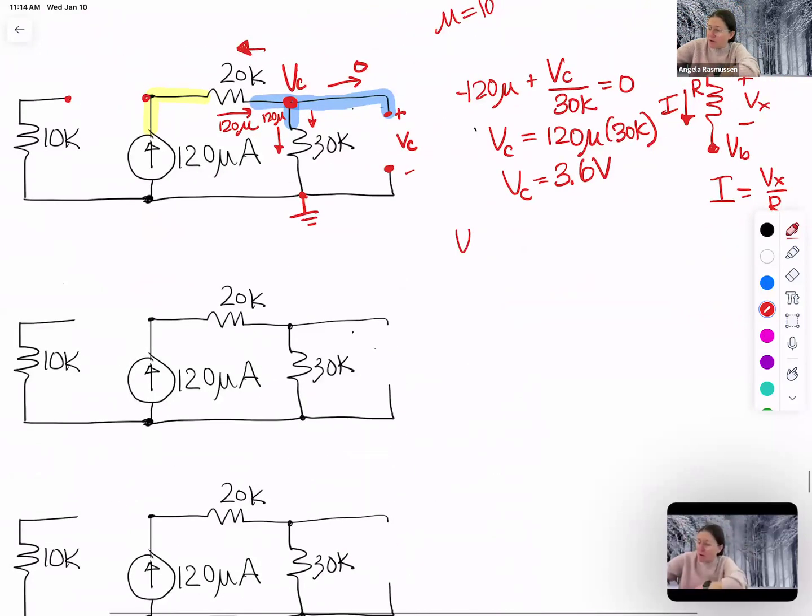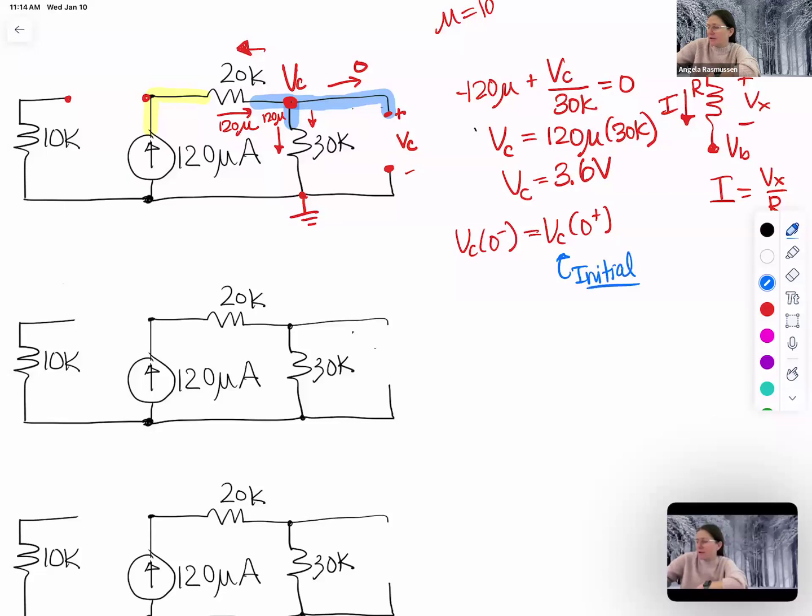So remember that VC of 0 minus has to equal VC of 0 plus. And the 0 plus is the initial value. So in this case, it is the same 3.6 volts. So that's my initial value.